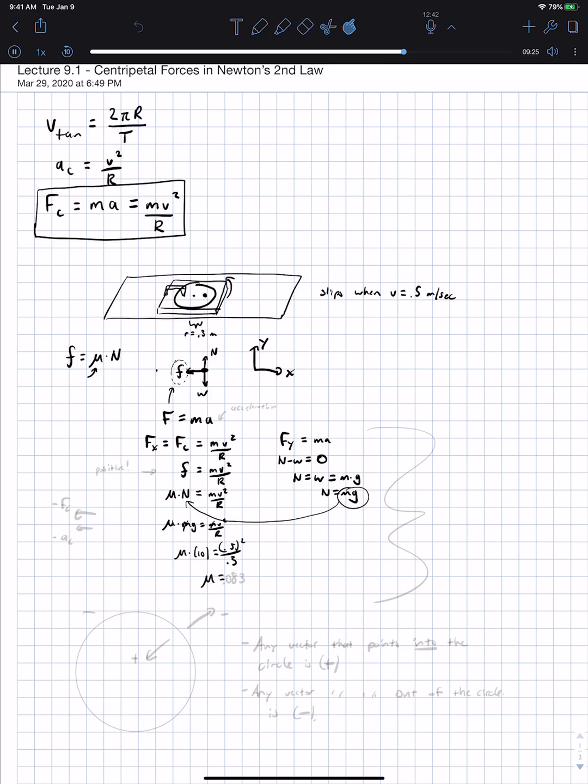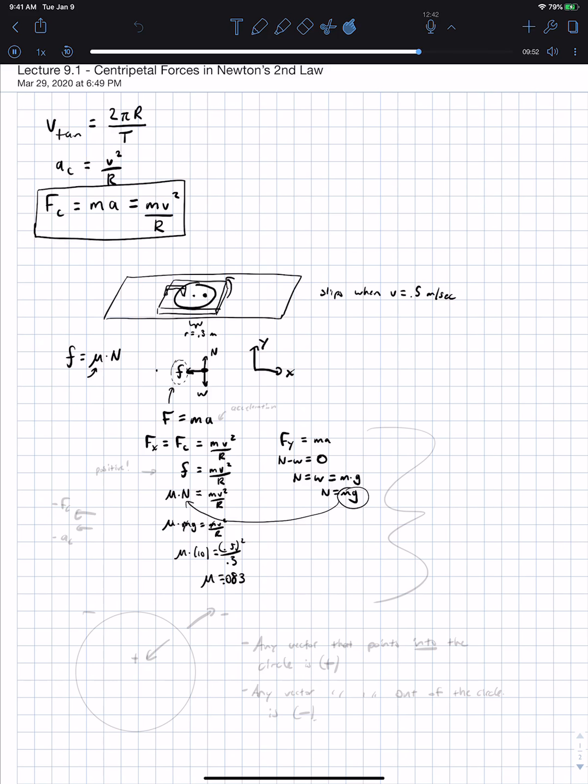Give me a second. You get... that doesn't make sense. That divided by... is 0.083, which is a very low coefficient of friction.